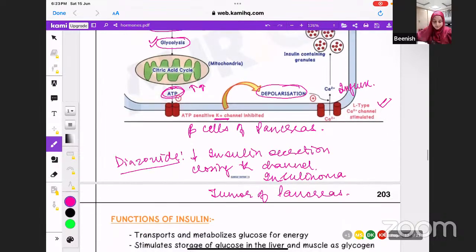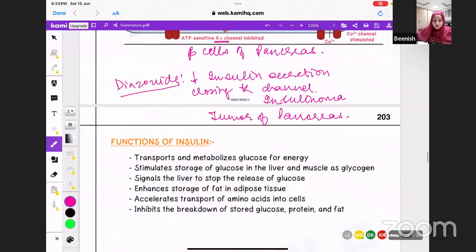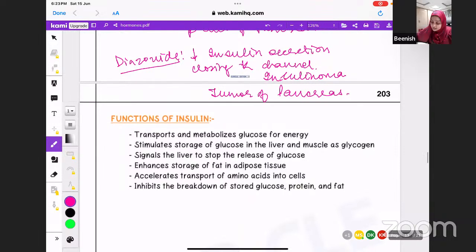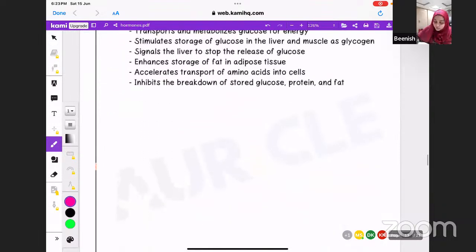Now, moving forward, talking about the actions of insulin. So, the most important action of insulin, as we all know, is uptake of glucose by the cells. Okay, so it increases uptake of glucose in the heart, skeletal muscles, and adipose tissue. So, your heart, skeletal muscle, and adipose tissues have GLUT4 transporters. Now, I'm going to draw the actions of insulin in a tabular form so that it is easy for you to memorize.